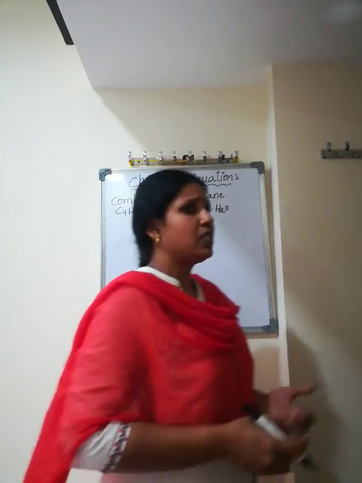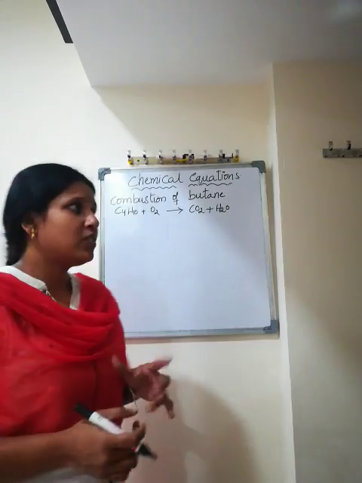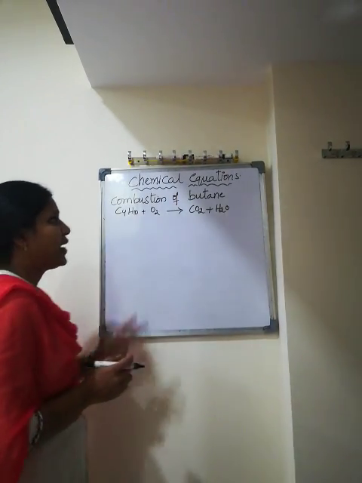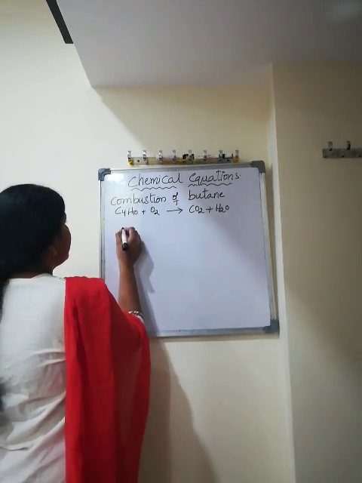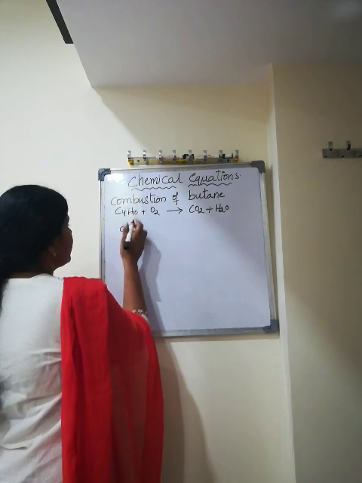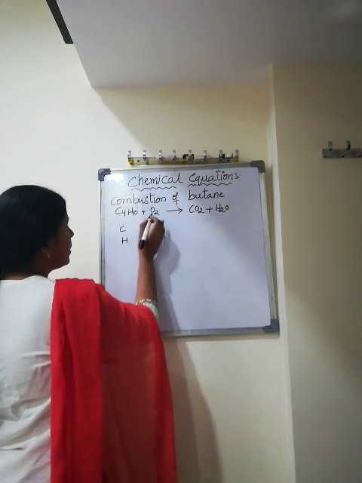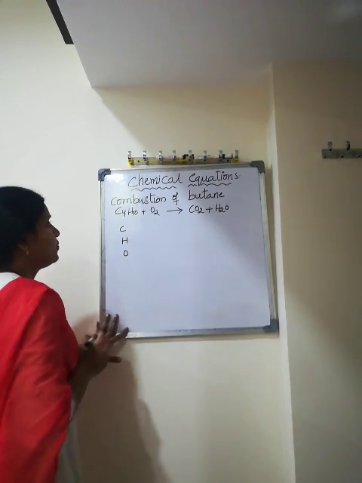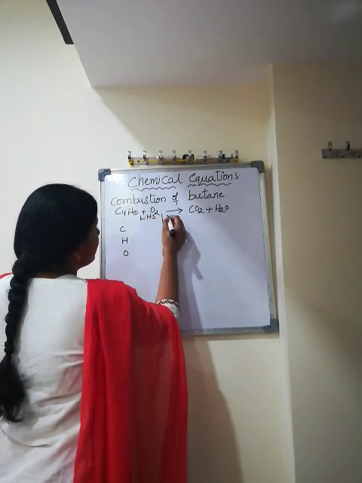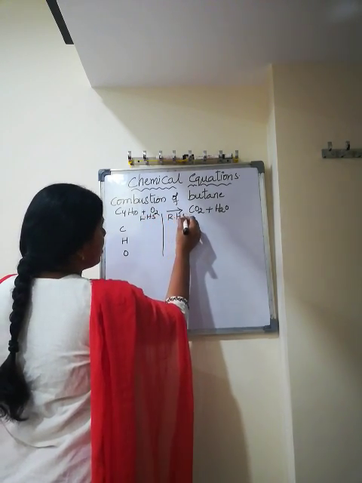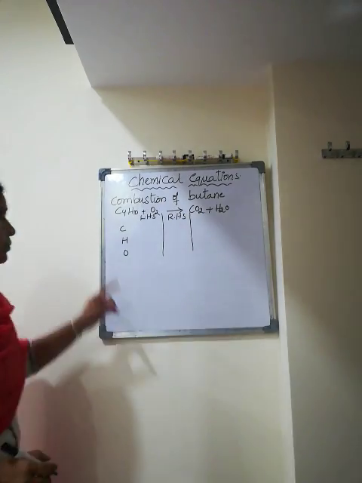Now while balancing that, the first step is to write the number of atoms of the elements present in that equation. So I am writing carbon atom, second one is hydrogen atom, and third one is oxygen. And now I am writing the number of carbon atoms on the LH side and the number of atoms on the RH side.